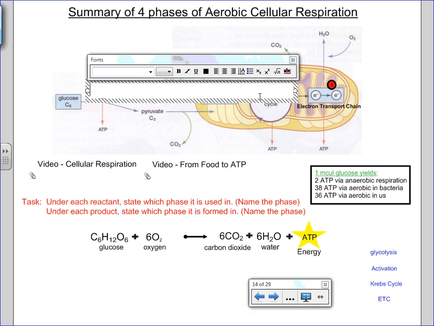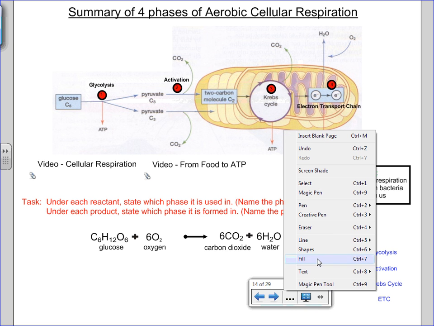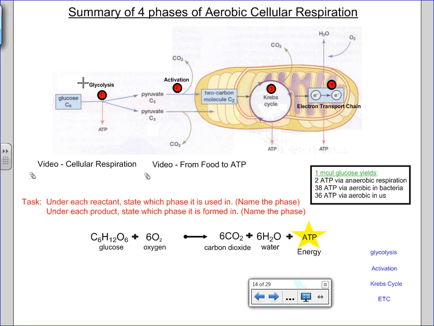Oops, I have a text box and I don't want it. Sorry. We'll go with red. Okay, so the first stage, wow, that's a really big red.